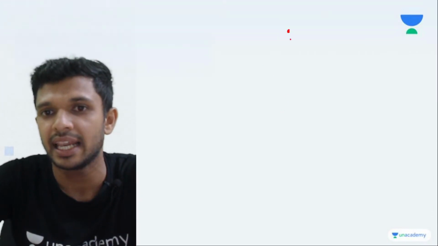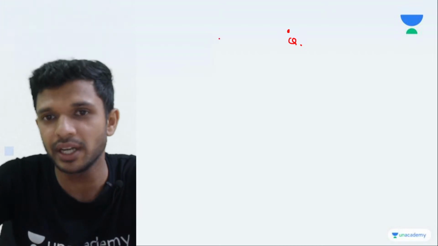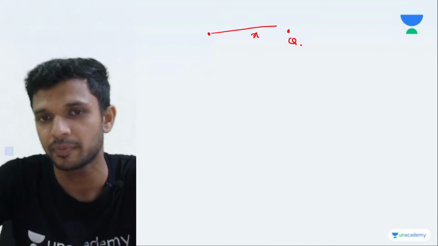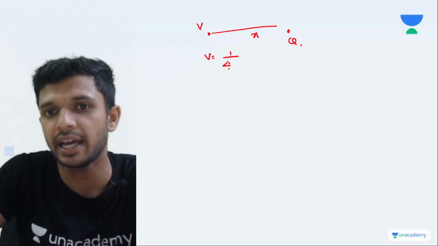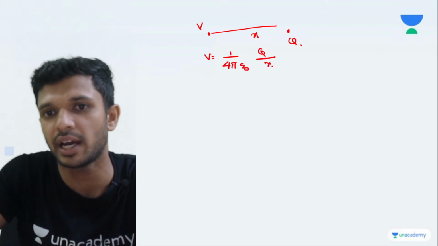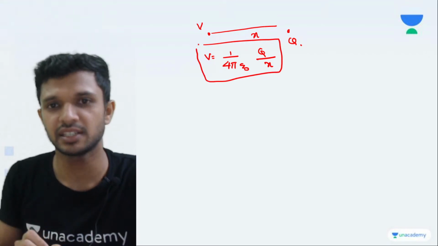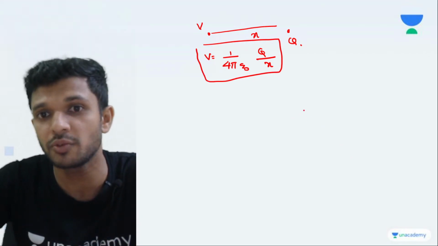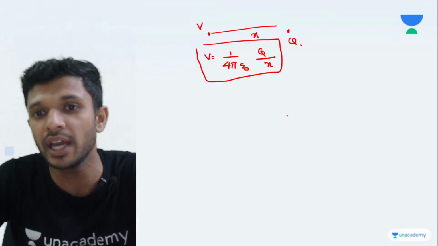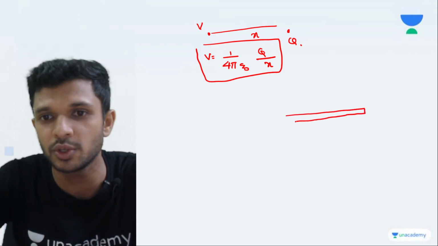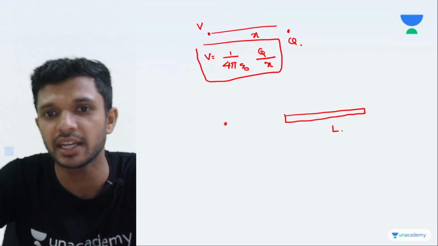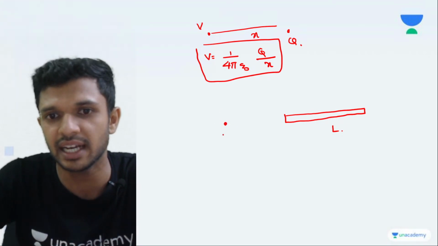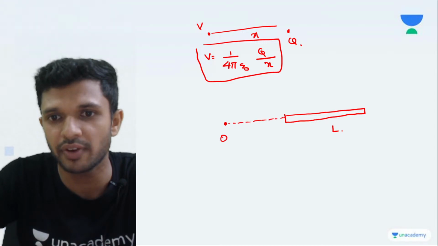I'll give you some important points by which the question can be done. Let's say I have a charge Q, a point charge, at a distance of x from it. If someone is asking to find the potential, what is the formula for potential? 1 by 4 pi epsilon 0 q divided by x. Everyone knows this, right? We all know this. Now what we have is not a single point charge. We are having a charge which is distributed over a complete length of L, and we want to find out the potential at a point, let's call it O, which is at a distance of L from the end A.